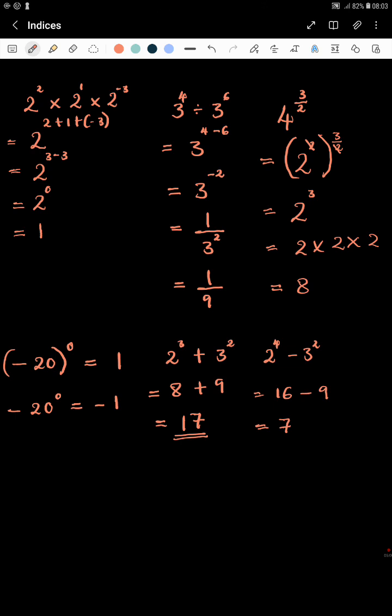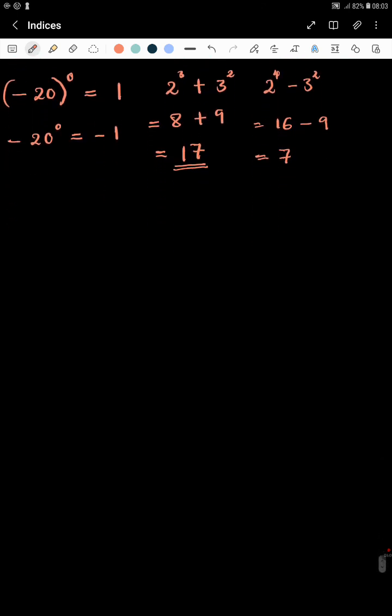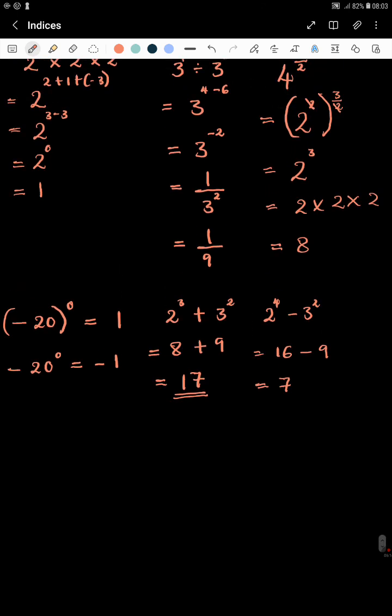Okay, so these are examples of how you would calculate questions that fall under indices, right? Make sure you simplify your answer until it doesn't have a power. Don't leave your answer there, but take it to the last. That is the simplest form.